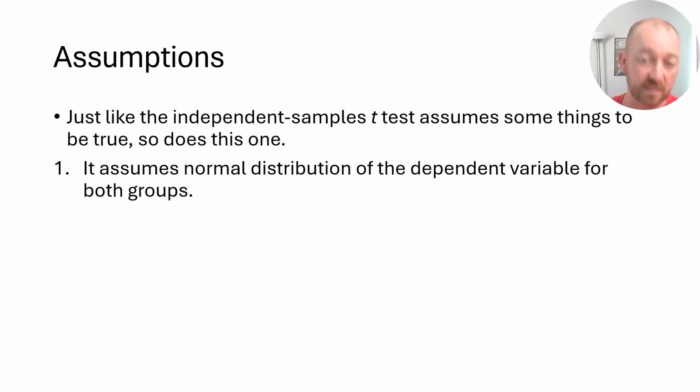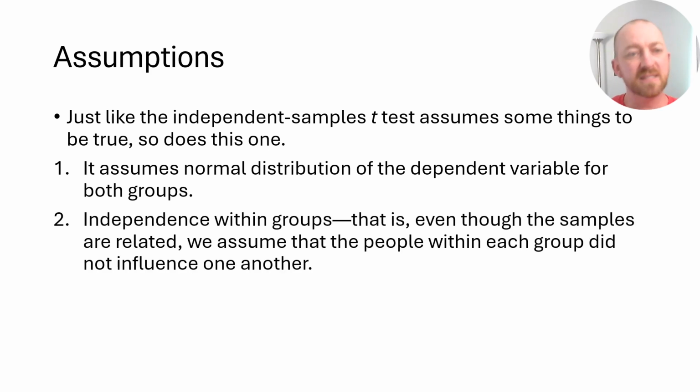First of all, the dependent samples test assumes that there's normal distribution on the dependent variable for both groups, okay? So in other words, they're relatively bell-shaped on that dependent variable, and of course the dependent variable does need to be continuous. And secondly, it assumes independence within the groups, okay? Now, again, as the independent samples t-test assumed that the groups were independent of each other entirely, in this case, we assume that the people within a single group don't influence each other's scores.